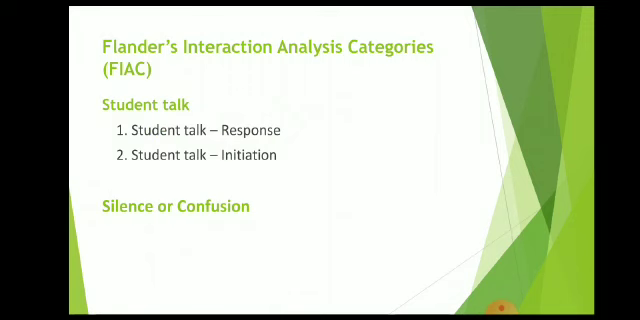Then the last category is silence or confusion. In silence or confusion, there are pauses, short periods of silence, noisy behavior, and they cannot understand what the teacher is doing, etc. These are the 10 categories that come under Flanders interaction analysis categories. These categories are used to measure the classroom interaction.